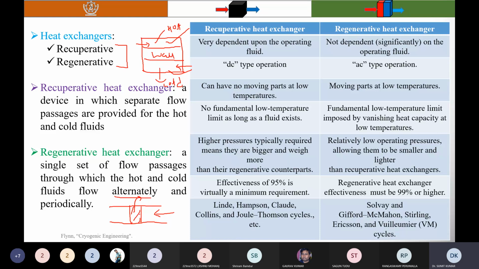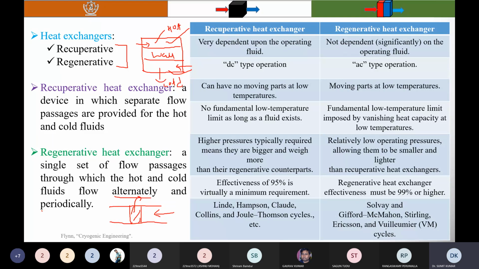Okay. Later, when cold fluid is coming, this regenerative matrix has been losing the energy and giving that energy to the cold fluid, and the cold fluid is heated. Okay. So this process is periodic and alternate. It means one time hot fluid is entered, then cold fluid is entered. So that's why it's written that in a regenerative heat exchanger, a single set of flow passage through which hot and cold fluids flow alternately and periodically.